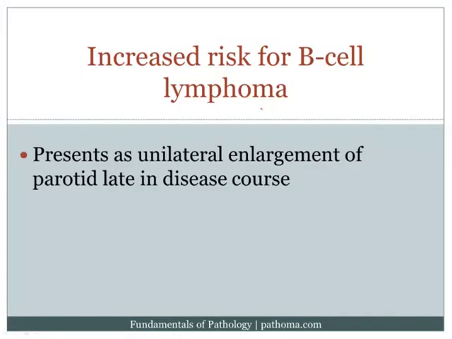One final point about Sjogren's syndrome is that there's an increased risk for B-cell lymphoma. Now patients with Sjogren's syndrome will normally have inflammation of the parotid glands. And so the parotid glands will actually be enlarged. And so when you look at these patients, both parotid glands are usually enlarged.